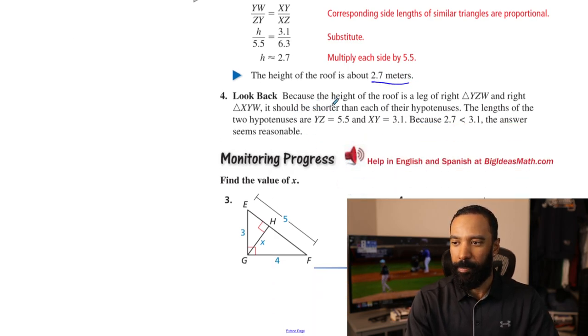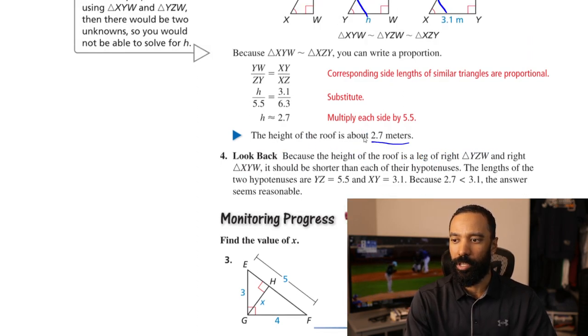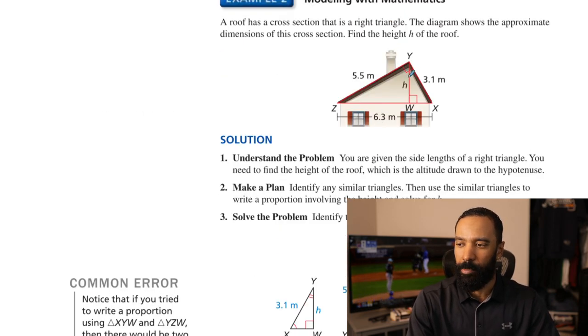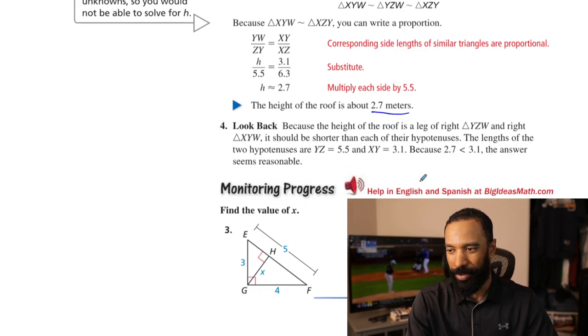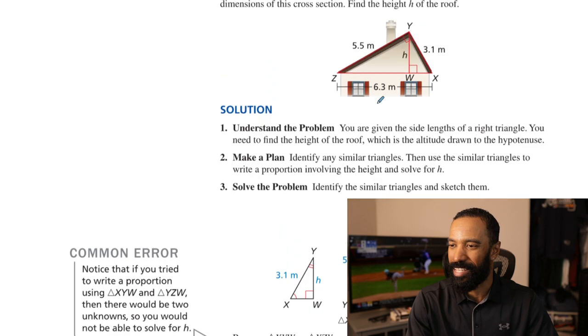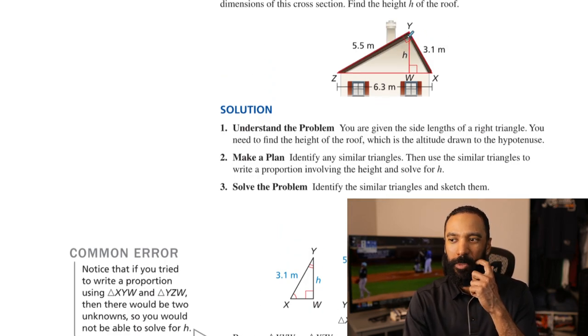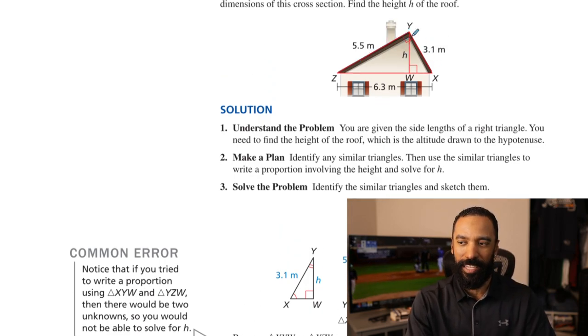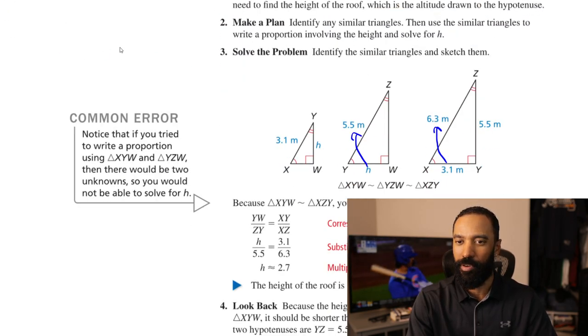Okay, look back. Because the height of the roof is a leg of the right triangle, that right triangle should be shorter than the hypotenuse. So just taking a look back, 2.7 is less than 3.1, and that seems reasonable. Oh, because it should be less than the hypotenuse is what they're saying. It absolutely should. It can't be more than 3.1 or 5.5. Okay, let's keep moving forward.